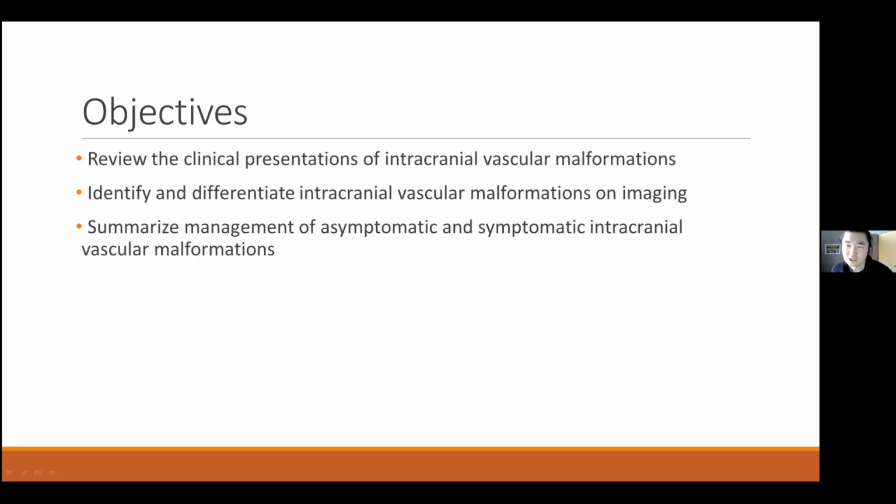For a lot of these, before going into the text and the clinical presentations, I'll be showing a lot of pictures just to add some imagery context to what I'll be talking about, which I think is helpful when learning or reviewing these things.